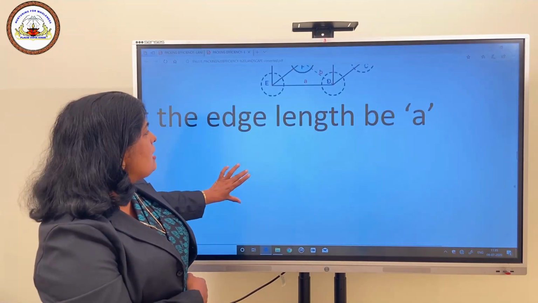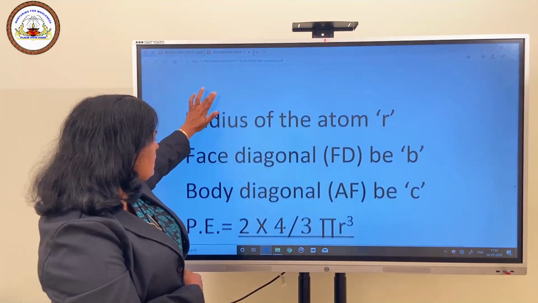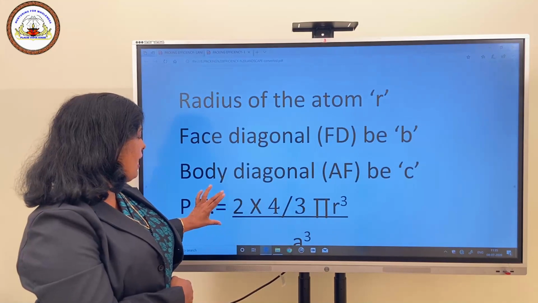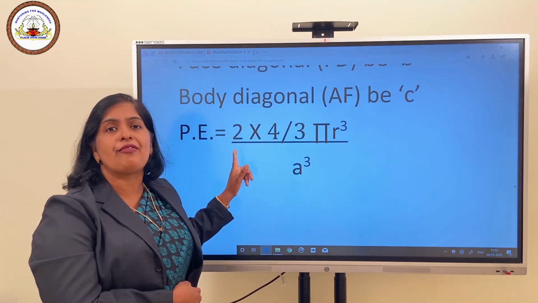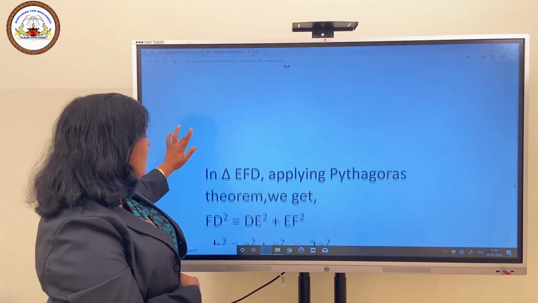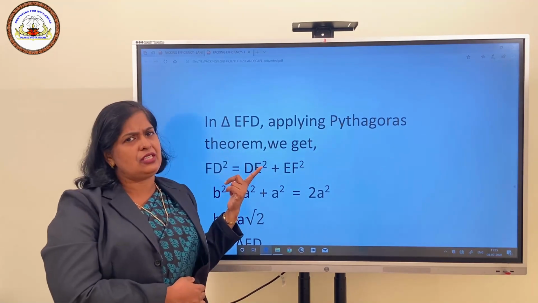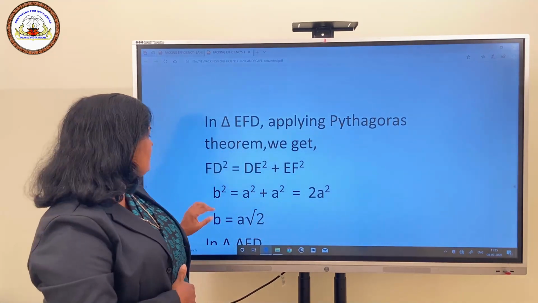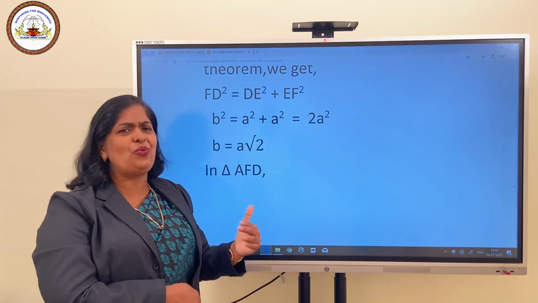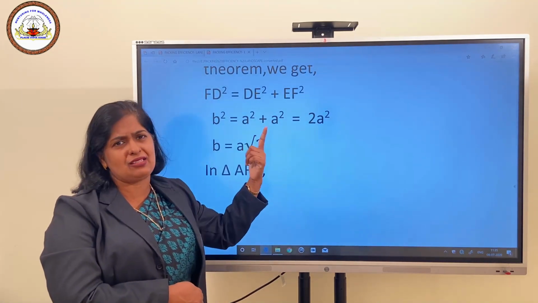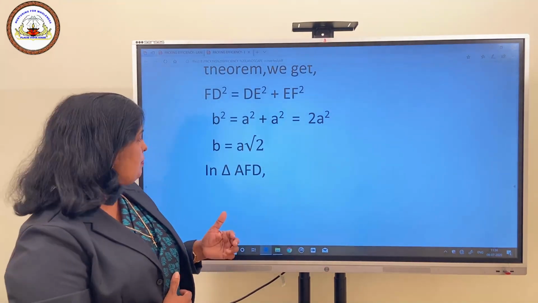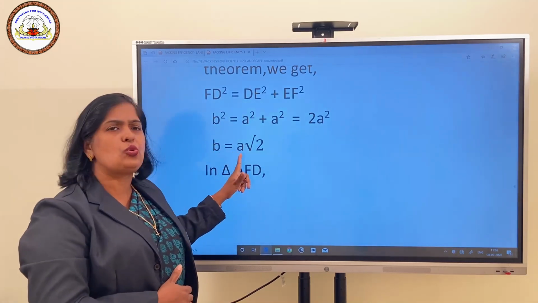Let the edge length be a, radius of the atom r, face diagonal b, body diagonal c, and packing efficiency is equal to 2, the number of atoms in a body-centered unit cell, into 4 by 3 pi r cube divided by a cube into 100. In triangle EFD, which lies on the face, we found b square is equal to a square plus a square is equal to 2a square. I know you are well versed in this because we did the same pattern for finding the packing efficiency of HCP or CCP structure. So we found b is equal to a root 2.